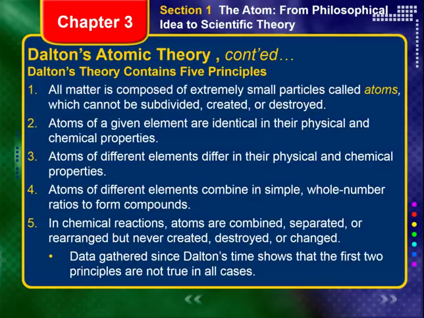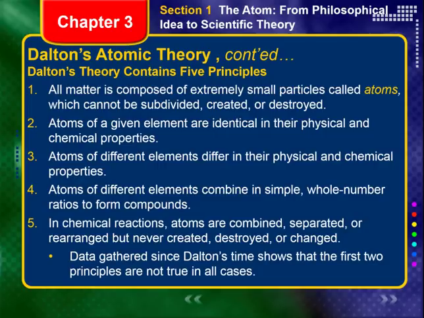Atoms of a given element are identical in their physical and chemical properties. Second postulate. Remember that. Third postulate. Atoms of different elements differ in their physical and chemical properties. Okay, so that's kind of like the other side of the coin from postulate two.